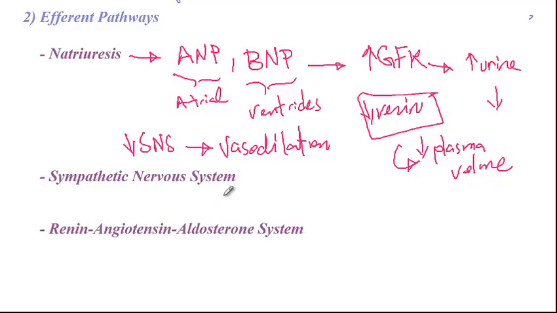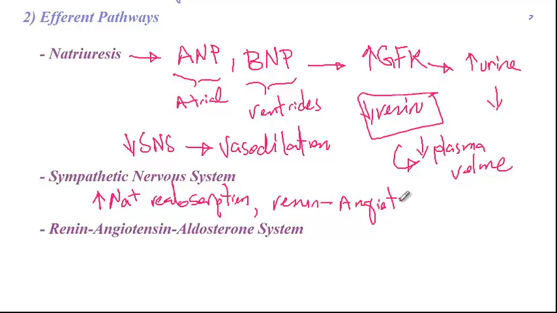The next system is the sympathetic nervous system, and this sympathetic nervous system can increase the renal reabsorption of sodium, so sodium reabsorption is increased in the kidneys, and it will also stimulate the renin, angiotensin, aldosterone system, which is discussed right here.